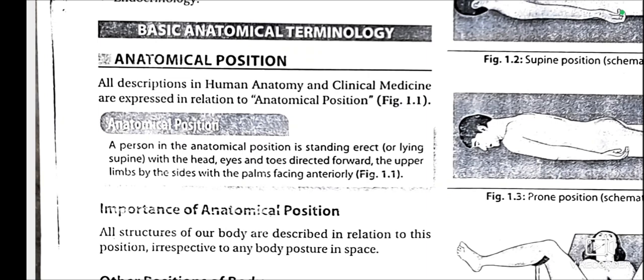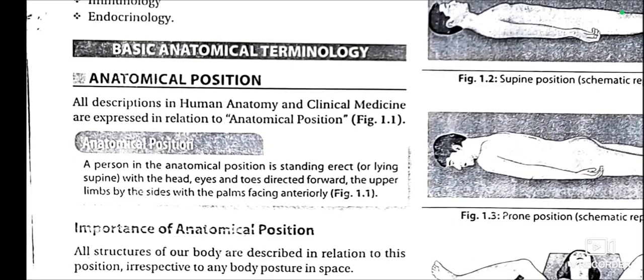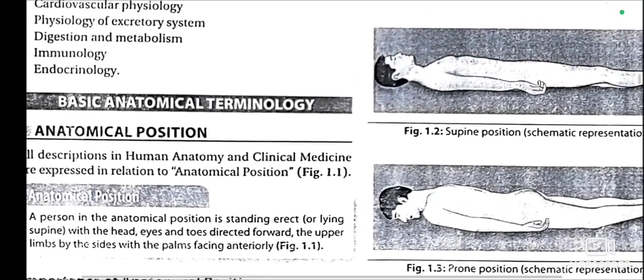In that, standing or lying supine, with the head, eyes and toes directed forwards. It means the head, eyes, and toes are directed forwardly. And next, the upper limbs are at the side with the palms facing anteriorly. You can see one figure and you will understand what the anatomical position is.